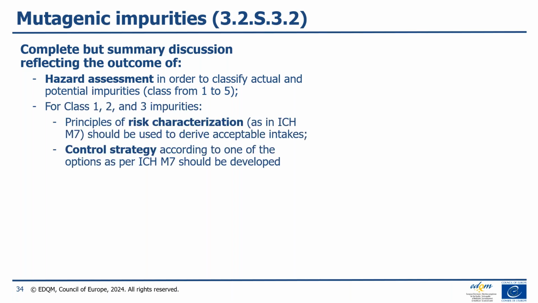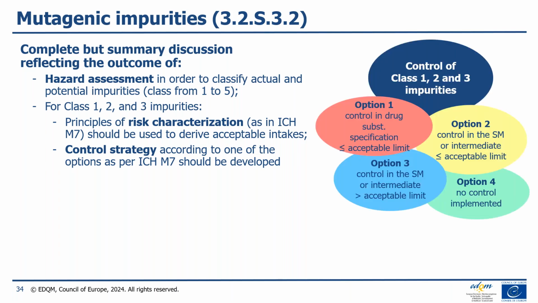And for impurities of class 1, 2, and 3, we want to see that you apply principles of risk characterization, derive the acceptable limits, and propose a control strategy as defined in ICH M7. As I mentioned a couple of minutes ago, there is a dedicated presentation on how to handle this. I strongly advise you to follow it.